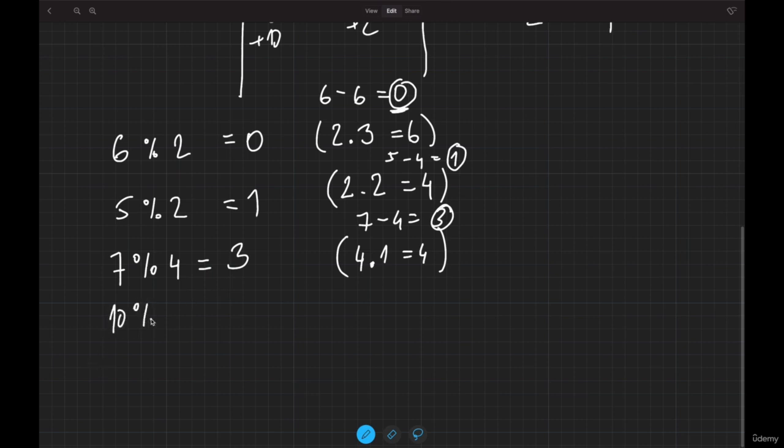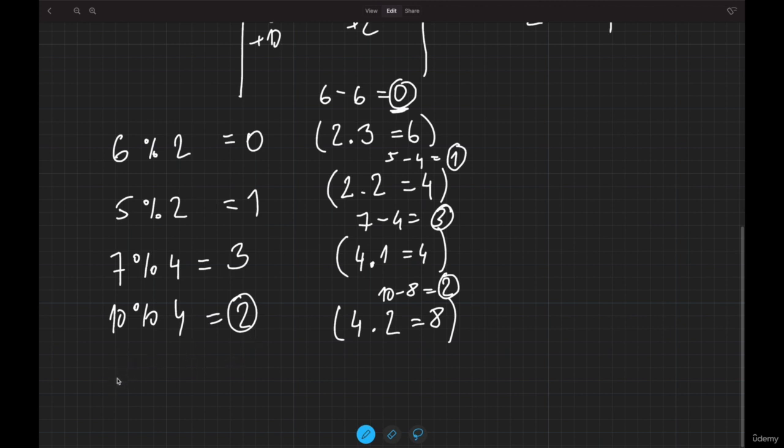Let's say 10 modulo, let's see what number I will provide here. Let's say modulo 4. I can fit 4 at the most 2 times into 10. This gives me 8. And 10 minus 8 is 2. So this will give me 2.